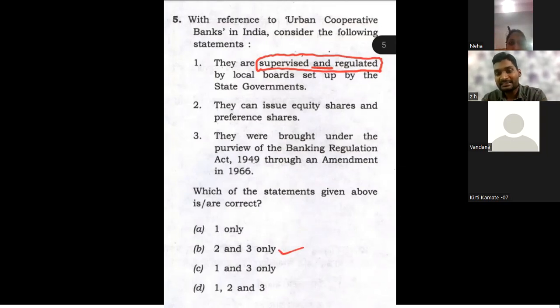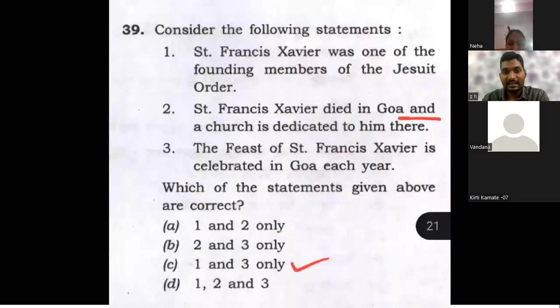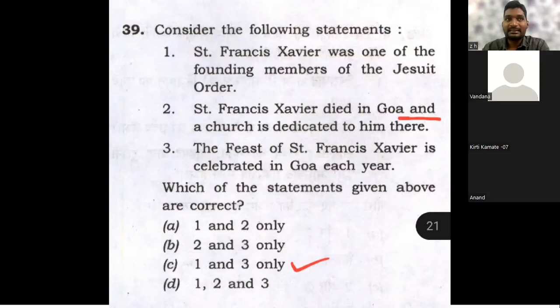I'll take one more example which is similar to this, which will give you better clarity. Again, this is another question from the 2021 prelims paper. In statement 2, it says St. Francis Xavier died in Goa and a church is dedicated to him there. Again, 2 simple sentences clubbed together and a compound sentence has been made using 'and'. Couldn't this have been mentioned in a simple format, that a church was dedicated to him after his death? It would have been a very easy way to say it.